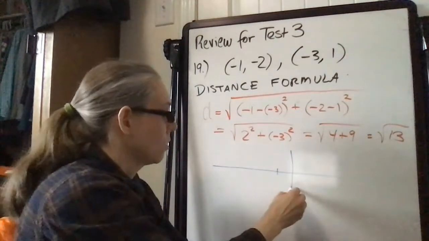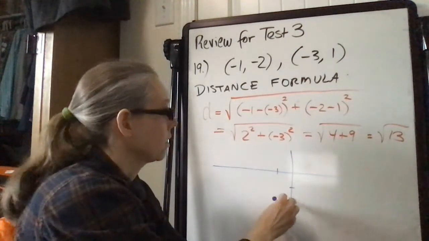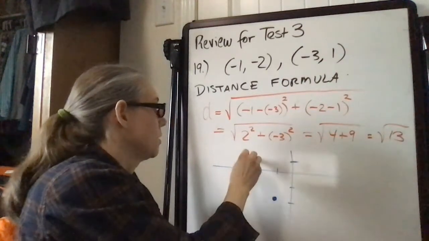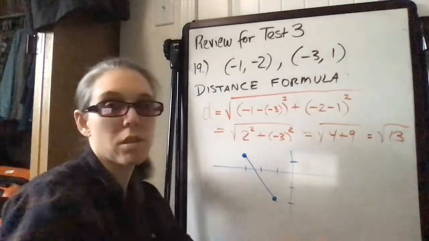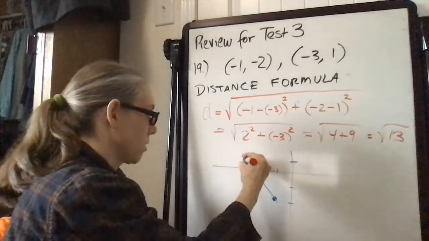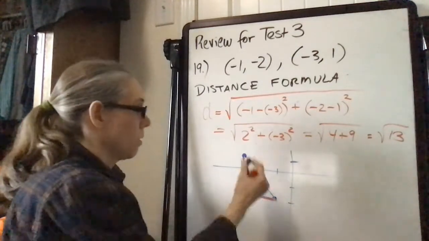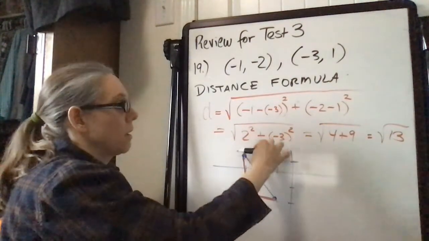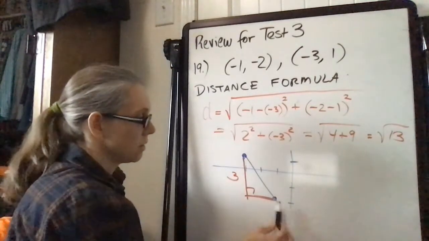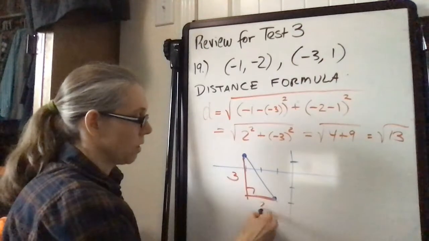-1, -2 is right here, and -3, positive 1 is right here. The distance between those 2 points is the length of the segment. The vertical distance between a positive 1 and a negative 2 is 3. The horizontal distance between negative 3 and negative 1 is 2.